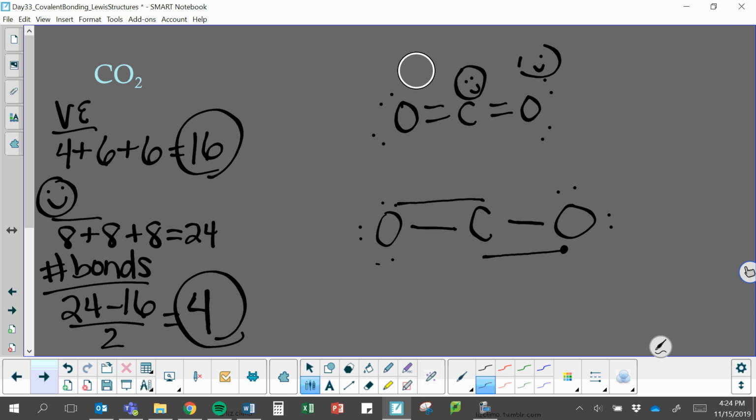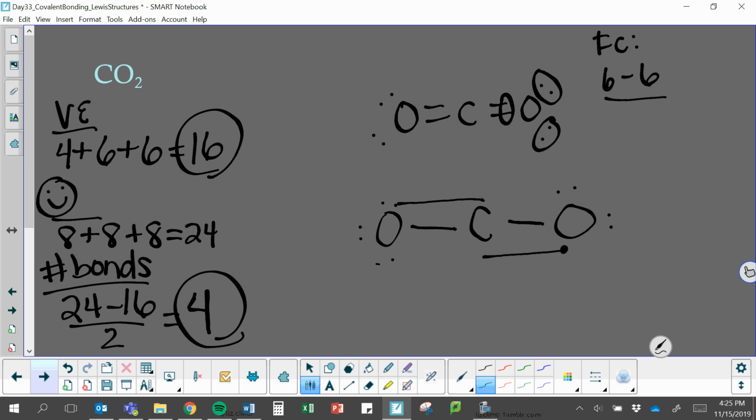So the last thing we have to do is to check the formal charge. Okay, so formal charge for oxygen, it brought 6 electrons to the table, and it currently has 1, 2, 3, 4, 5, 6 electrons, because it only gets half of those bonds. So because of that, our answer is 0, so it has a 0 formal charge, which is what we want.